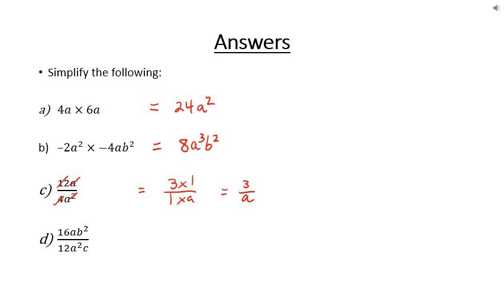Now my last question, I've got 16 over 12 can cancel down to 4 over 3. A over a squared, again we just did that previously, cancels down to 1 over a. And then b squared, there's no b's down the bottom, so that stays, and there's the c down the bottom, but there's no c up the top, so that stays. So this simply just gives me 4b squared over 3ac.